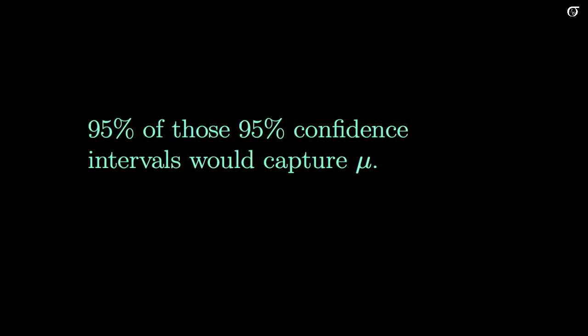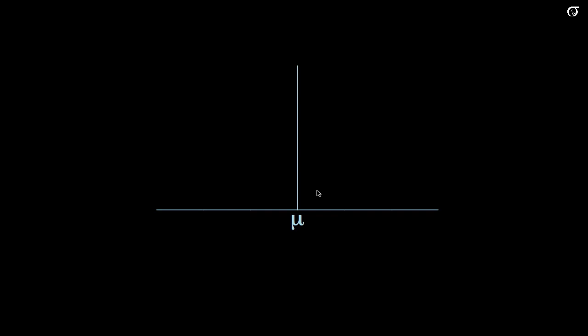So let's look at this visually. Here we have mu sitting here, a fixed value, and that line above mu is just representing it sitting there fixed. So I could go through and get a sample and calculate a confidence interval, and suppose I do that, and there it is.